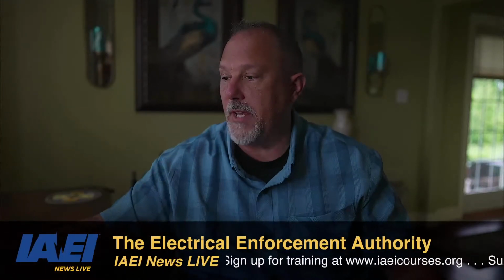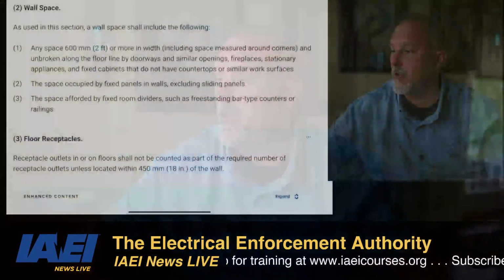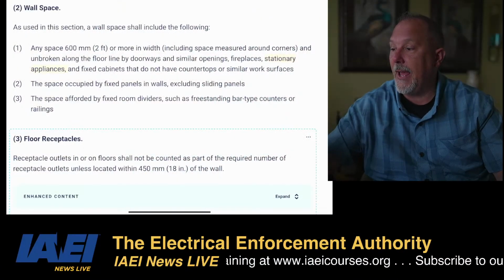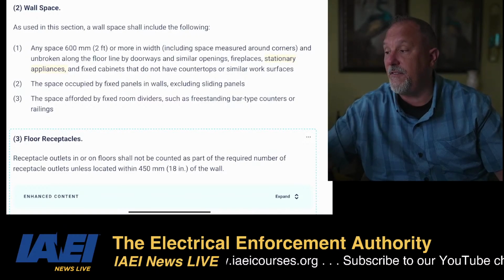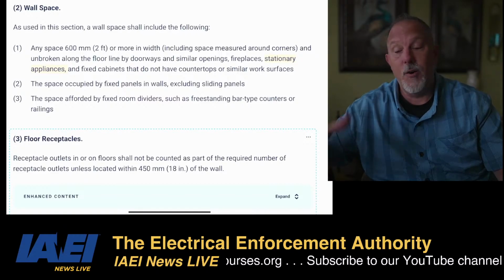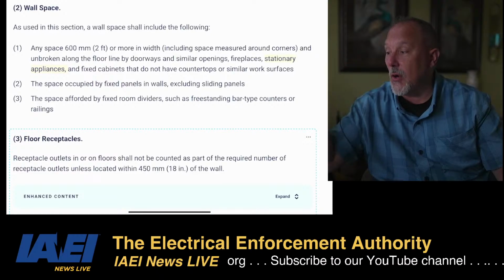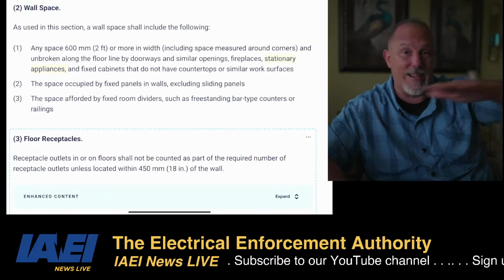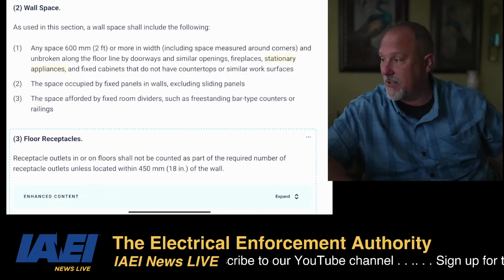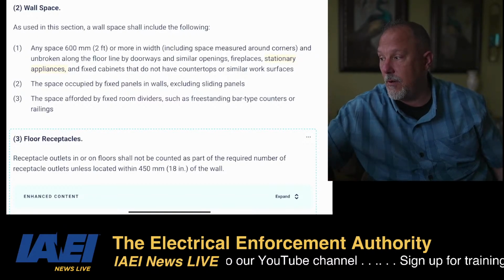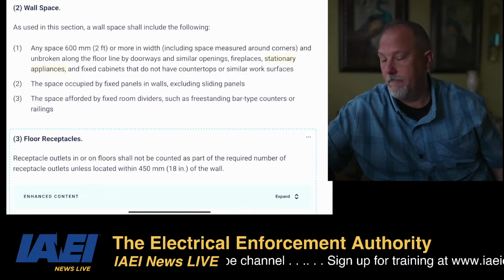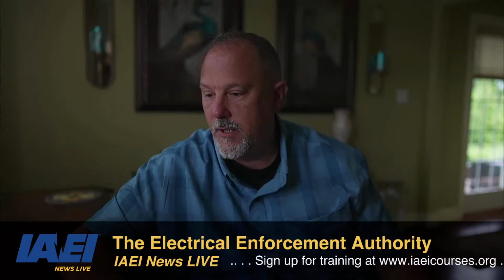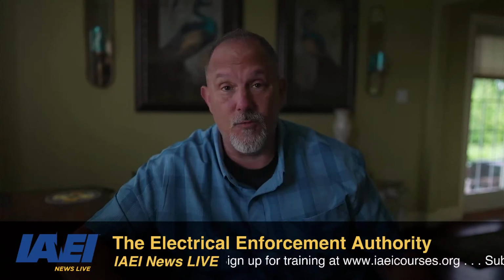So what is wall space? Any space, let's go back to the wall space, 2 feet or more in width and unbroken along the floor line by doorways and similar openings, fireplaces, stationary appliances, and fixed cabinets. Well, here's the thing, Fred. Fixed cabinets that don't have a countertop. So if my kitchen has a countertop, those are fixed cabinets, but they have a countertop. You count that as a wall space. If I need to serve the wall space in a dining room, then I need to serve the wall space in the kitchen. Right, Michael?